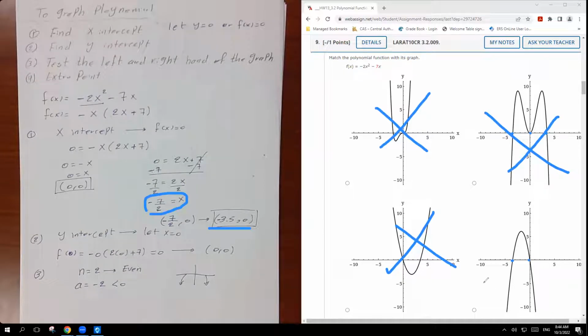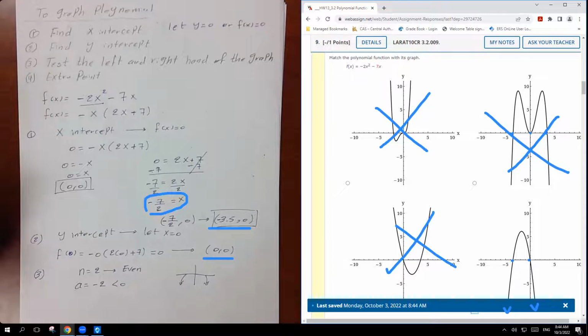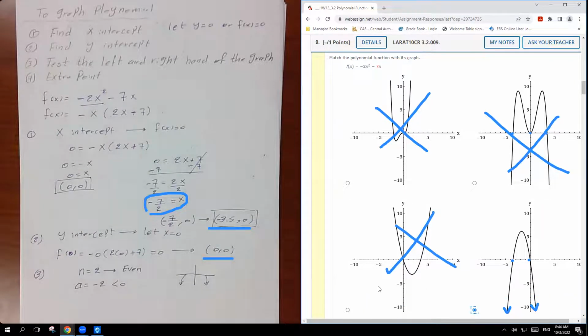So I'm going to choose this one. 2 x-intercepts. The y-intercept is also 0, 0, which is here. And both sides are going down. So this is the right option. So I'm going ahead and choosing this one. Okay, so we're just using these steps: factor the polynomial, find the x-intercept, find the y-intercept, and find the end behavior to graph the polynomial function.